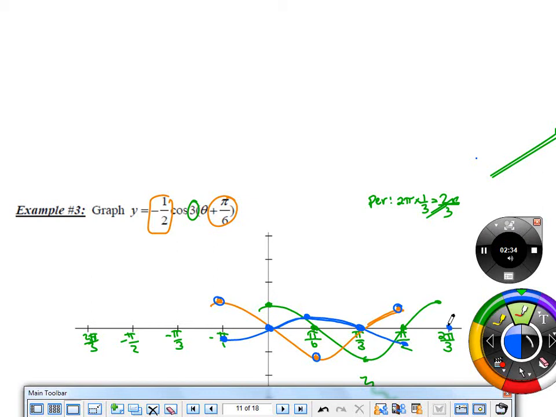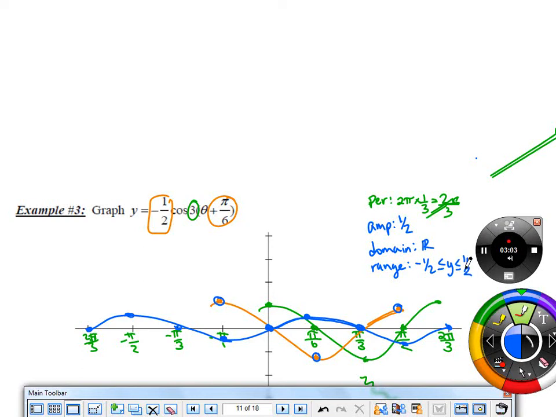And again, we can continue those points to get more periods of the function. So our period was 2 pi over 3. Our amplitude in this case is 1/2. Our domain is all real numbers. And our range is from negative 1/2 to positive 1/2.